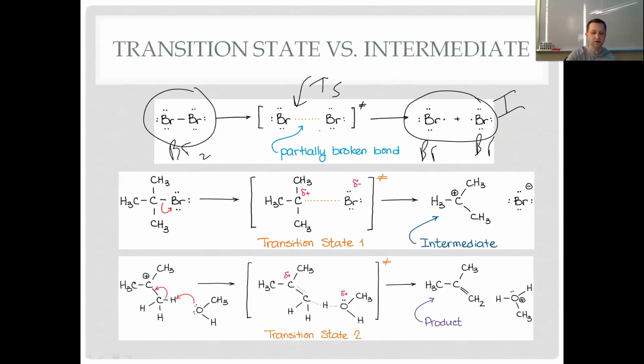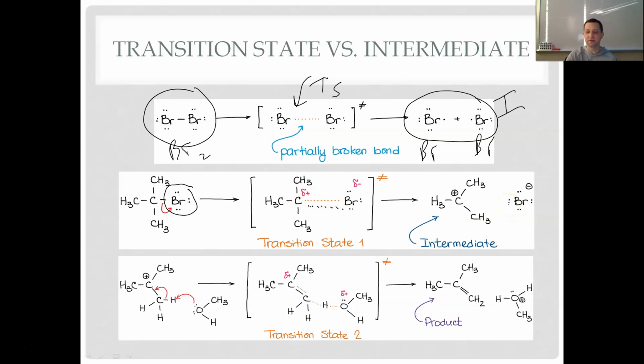Take a look at another one. You have this substance with a single bond and a bromine here at the end. And then what's going to happen is this bromine is going to break off of there. So that bond is going to break and it's going to interact with something else. So in this case, here's our transition state. You can see that the bond is stretching right here. And then here's our intermediate actually being formed.